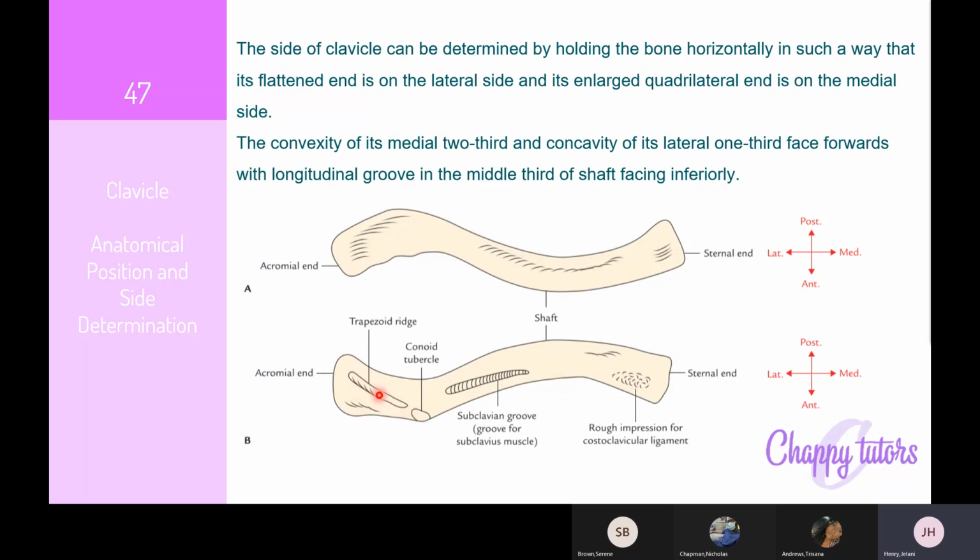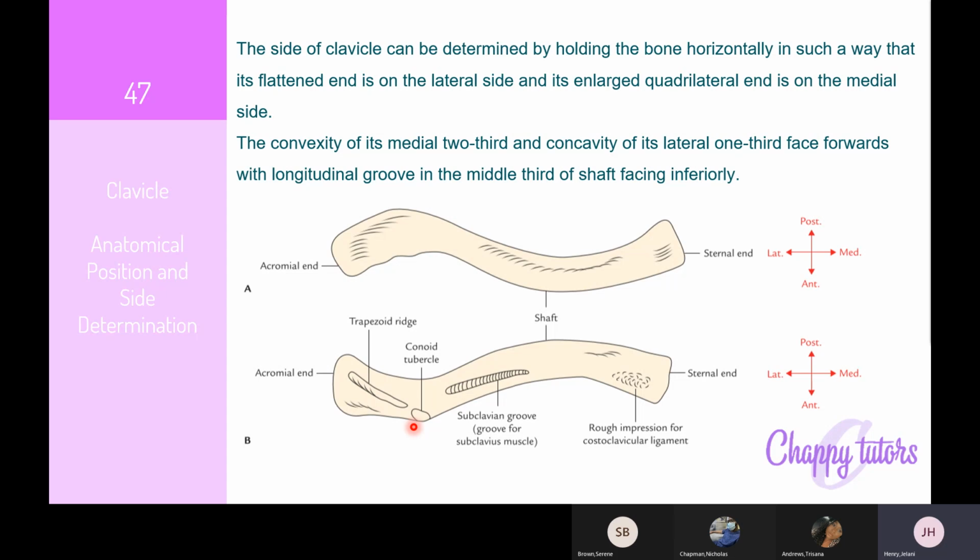So laterally, we have the trapezoid ridge, right? This is a ridge that allows for articulation of a ligament, right? The trapezoid ligament.